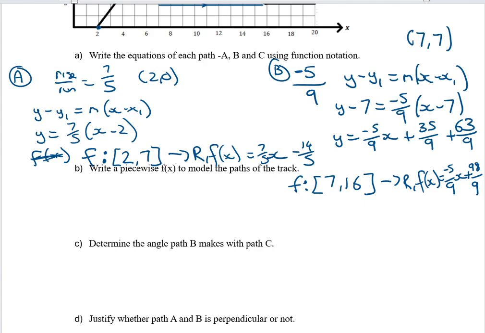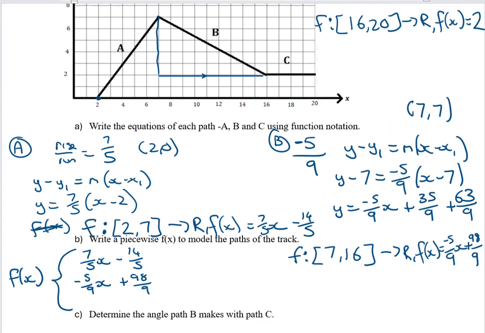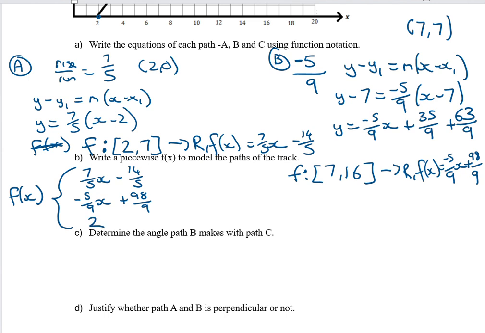Then it says write a piecewise to model this. So that means we're just putting everything all together, but writing it as a piecewise. So we're going to have our three equations. That's the first thing I'm just going to write down. The first one is 7 over 5x minus 14 over 5. The second equation we have is negative 5 over 9x plus 98 over 9. And the third equation that we have, it's just equal to 2. So we put 2 there.